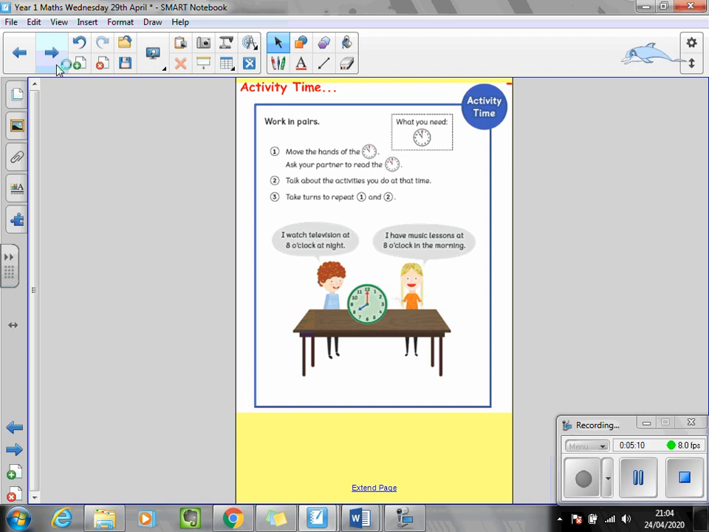Talk about some of the activities you might do at that time, during the school week, or even at the weekend. Now get your partner to make you a time and repeat. Keep practicing making lots of o'clock times so you become more confident with telling the time to o'clock.